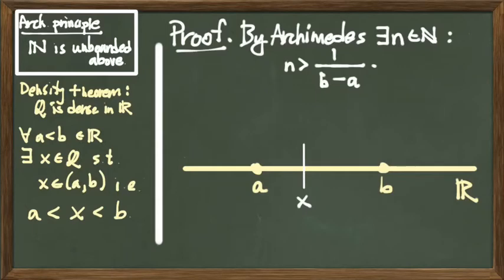First of all, you might object that 1 over b minus a is not actually a natural number, probably. And I would agree with you. So there's one little hiccup: because 1 over b minus a is not a whole number, we might need to round it up to make it a natural number, and then use the Archimedean principle to say that there's some natural number that's even bigger still. But we'll assume that we can do that. So by Archimedes, there is a number n which is greater than 1 over b minus a.